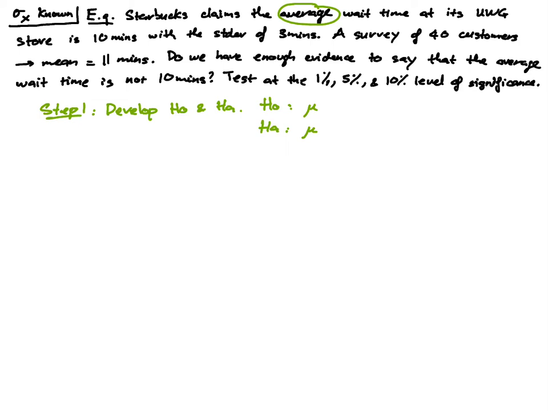So the company's claim is going to go into the null. And the company claims that the average wait time is 10 minutes. So mu is equal to 10. And we want to show that it's not 10 minutes, right? And so the alternative is going to be mu is not equal to 10. Okay. So now looking at these hypotheses, we can tell that this is a two-tail test.